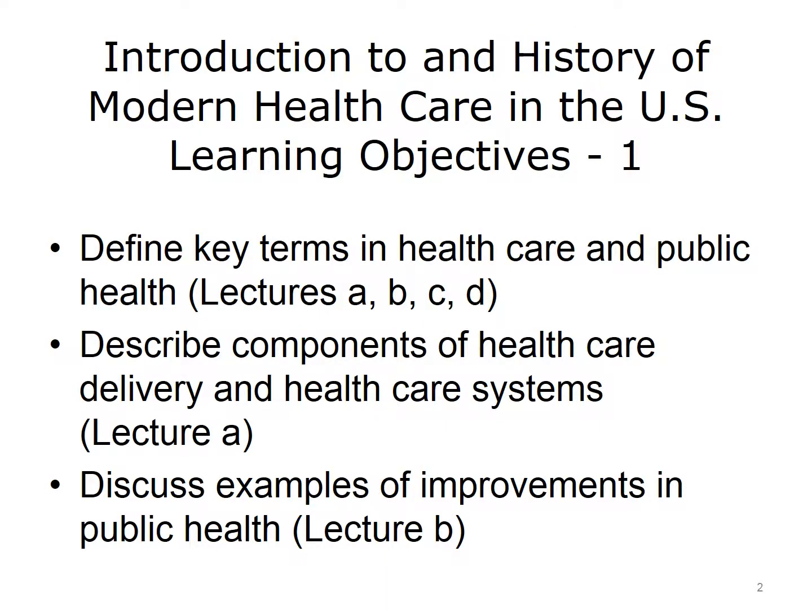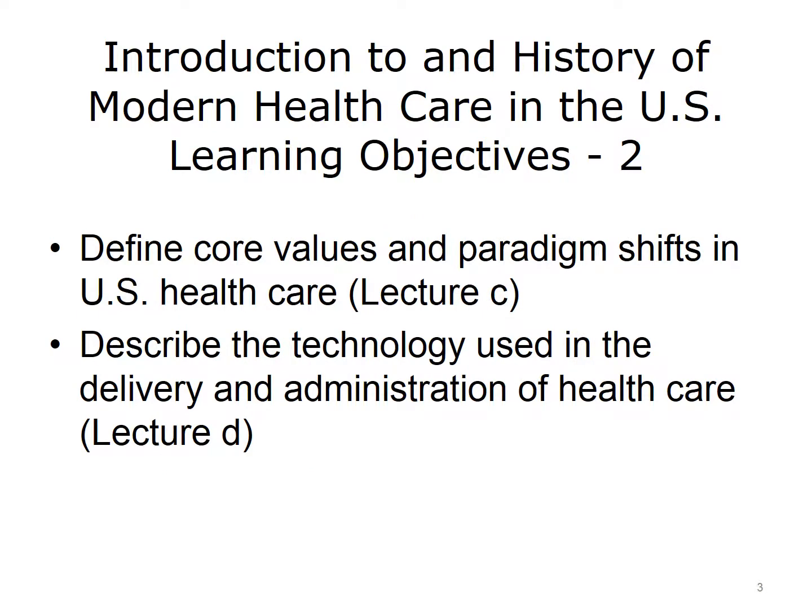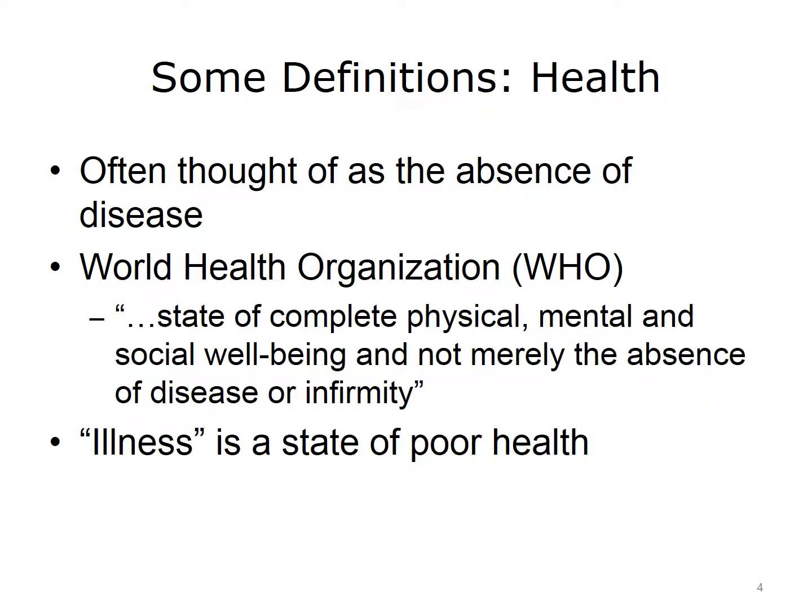The learning objectives for Introduction to and History of Modern Healthcare in the U.S. are to define key terms in healthcare and public health, describe components of healthcare delivery and healthcare systems, discuss examples of improvements in public health, define core values and paradigm shifts in U.S. healthcare, and describe the technology used in the delivery and administration of healthcare. This introductory lecture will provide a high-level perspective as well as some important definitions.